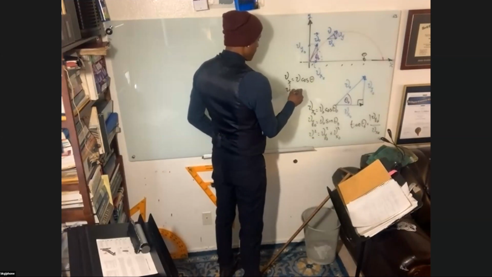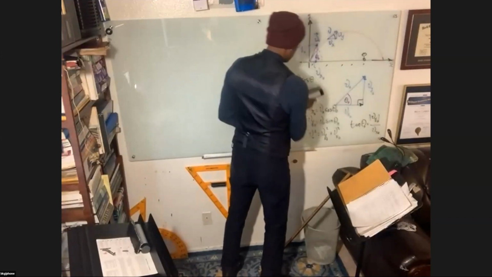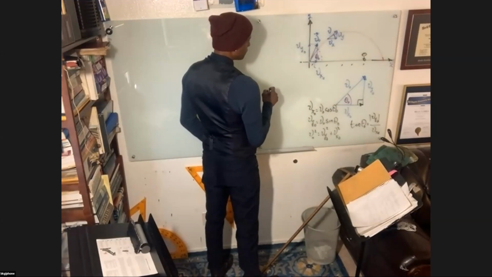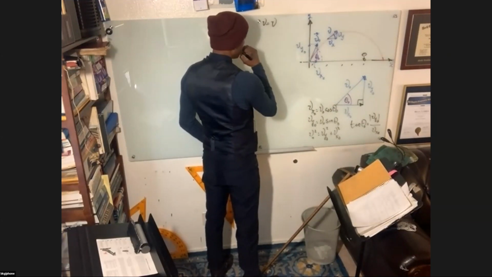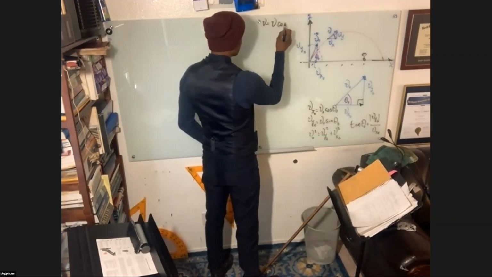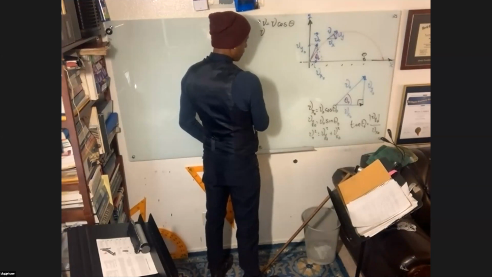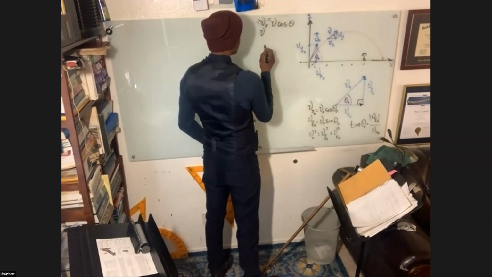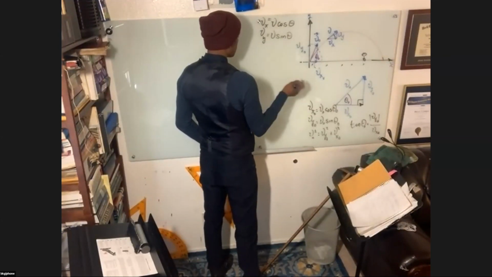Vy is equal to V times the sine of theta. Vx is equal to V times the cosine of theta. So this is Vx, and Vy equals V times the sine of theta. And so on and so forth, right?